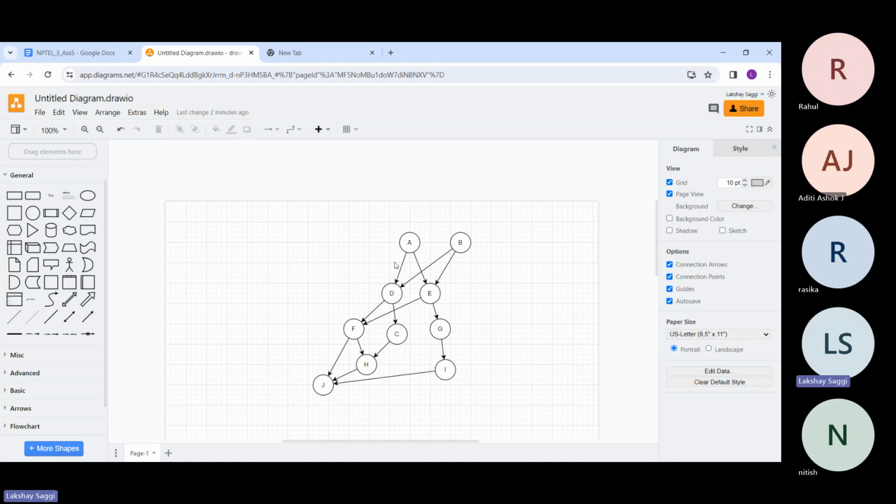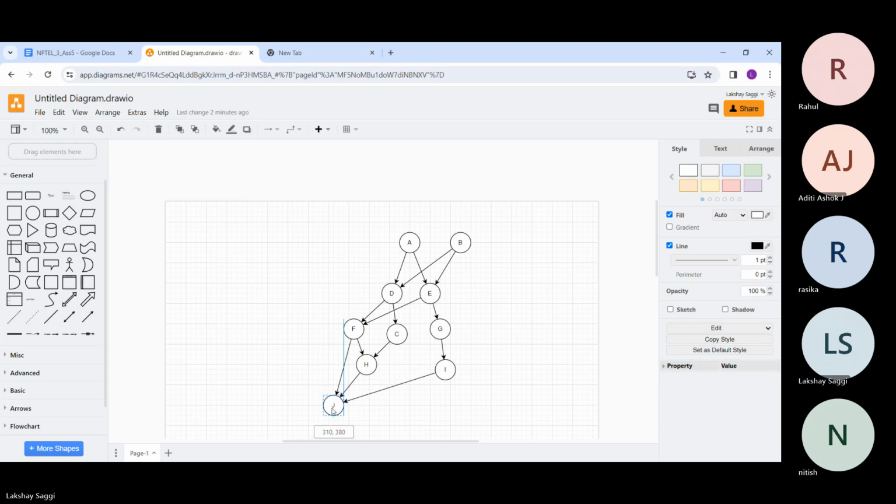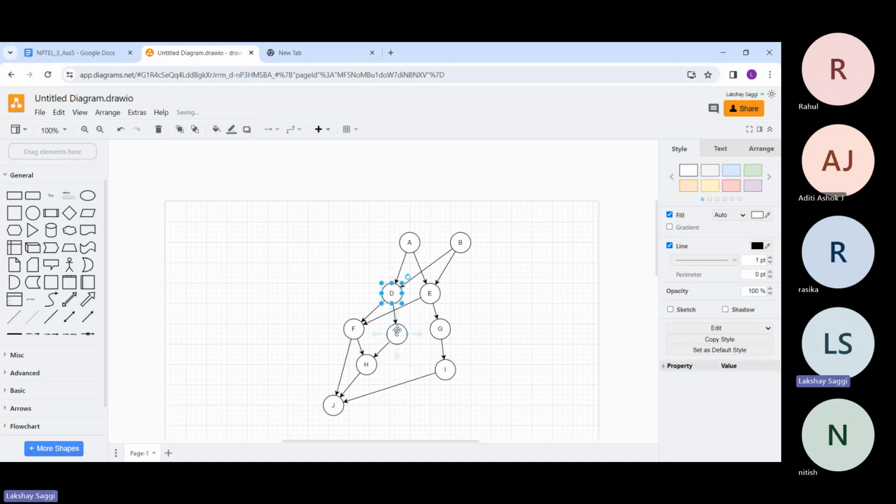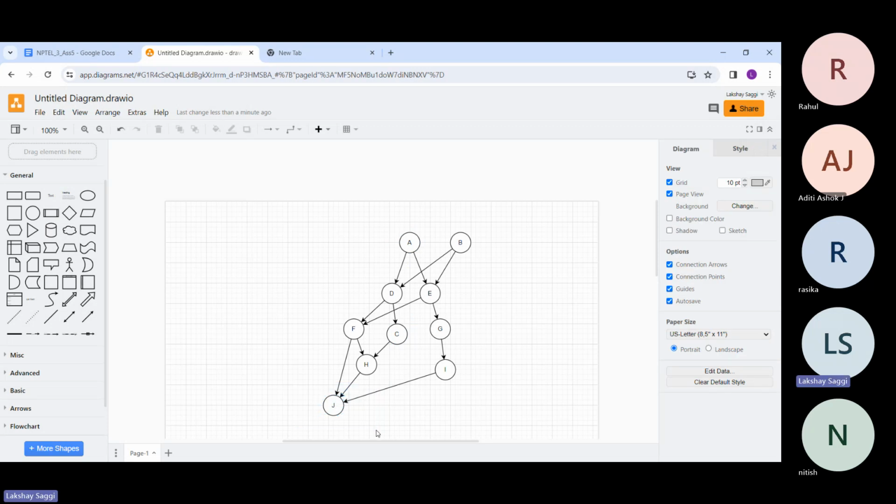Rahul is saying the answer should be 6 days, but I think Rahul, there's a slight mistake in your answer. Maybe we can see it as we go along. We know that there's a path from A to J which is of length 5, right? A to D, then D to C, then C to H, then H to J. So J will take at least 5 days. J cannot be done earlier than 5 days.